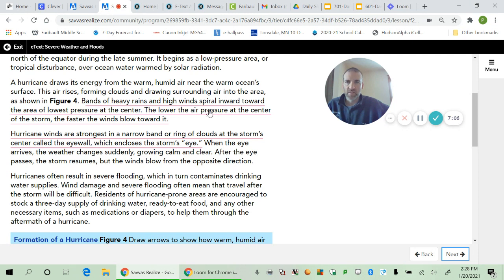And I've got these underlined here for you. It does tell us that bands of heavy rains and high winds spiral inward toward the areas of lowest pressure at the center. The lower air pressure at the center of the storm, the faster the winds blow towards it. Hurricane winds are the strongest in the narrow band or ring of clouds at the storm's center called the eye wall, which encloses the storm's eye. So those would be the textual evidence that answer that question.